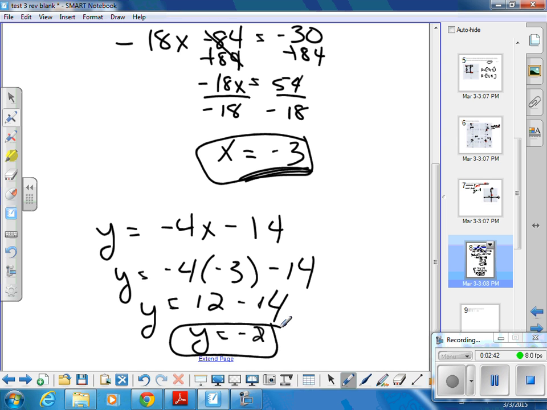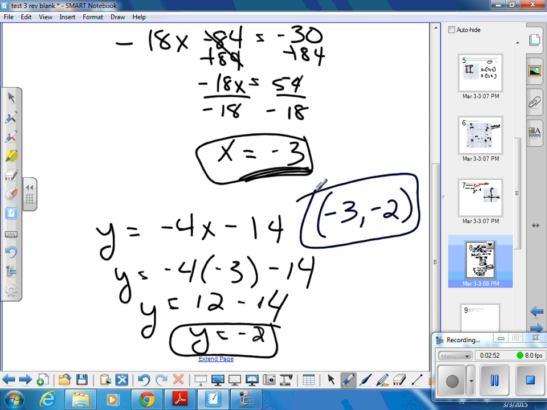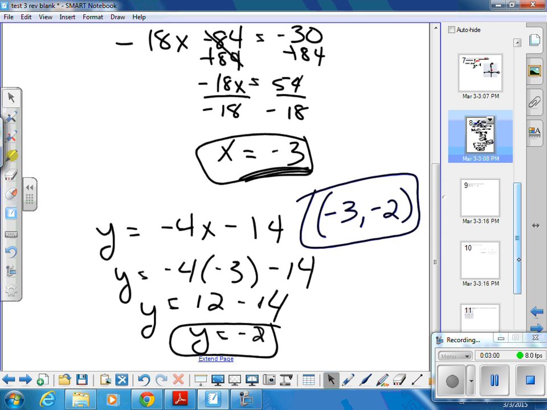Now, some teachers don't mind if you circle your answers like this, but some really want you to put them like an ordered pair, like this, x and y. You should know by now which one of the teachers that you have, if you can get away with just the first ones, or if you need to put them like an ordered pair. So don't go into there not knowing what that means.